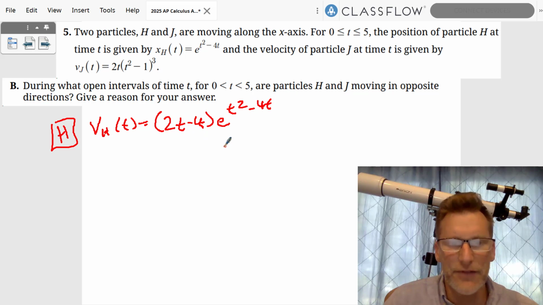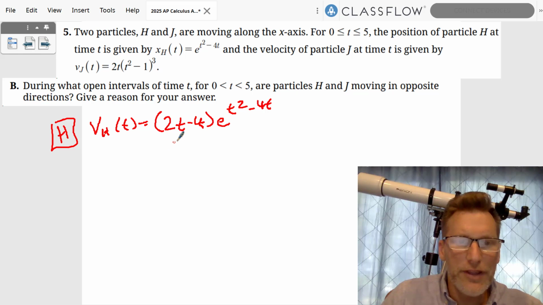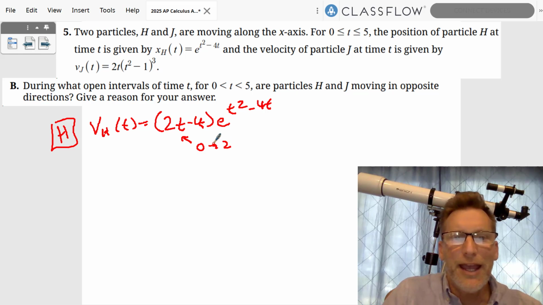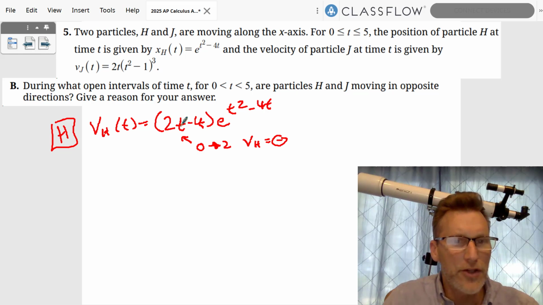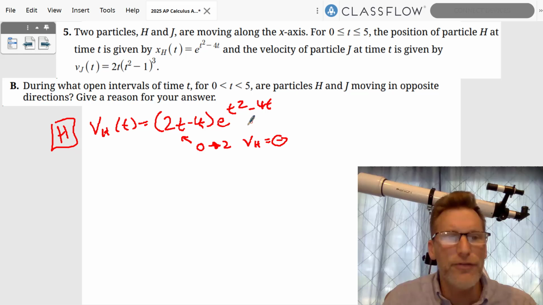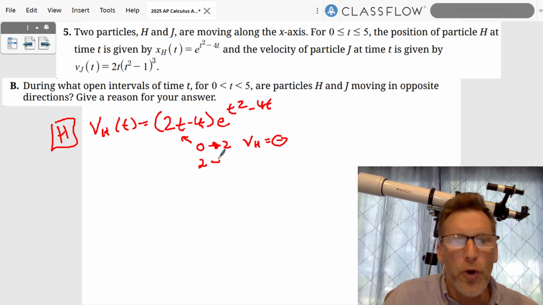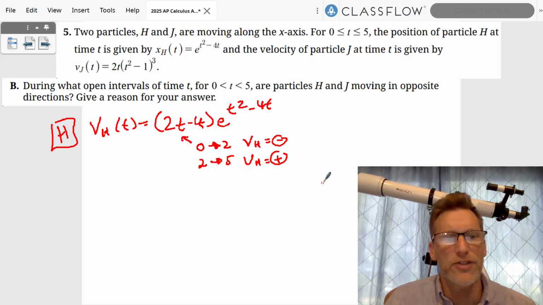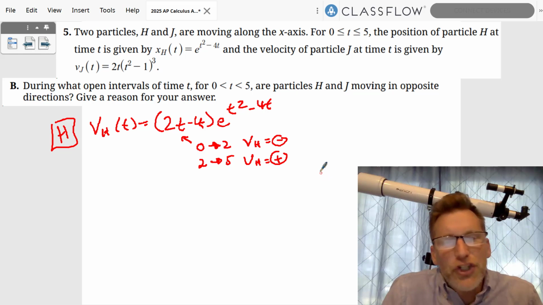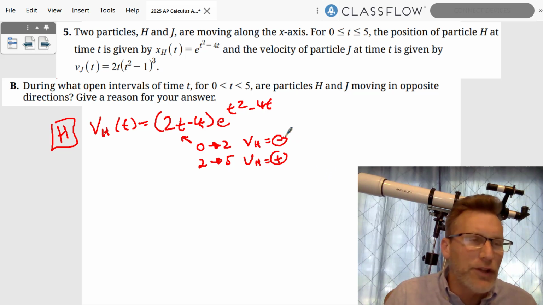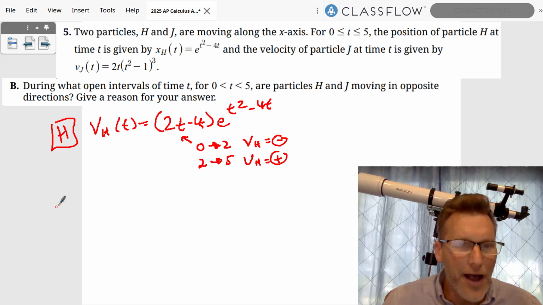Now let's examine this for a second. If the time is going from 0 to 2, anything between 0 and 2, the velocity of H is going to be a negative number, because if you put in 1 here, you're going to get a negative value. But from 2 all the way to 5, we're only looking from 0 to 5, the velocity of H is going to be positive. So this object, H, changes directions. It's moving negatively, then it turns around and moves positively.